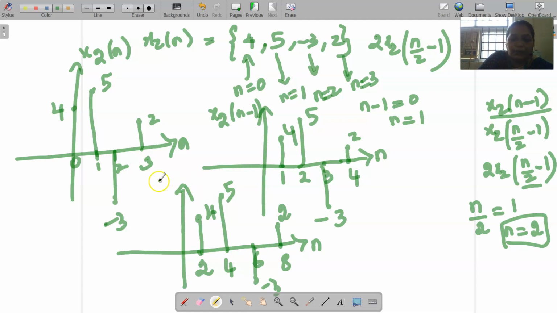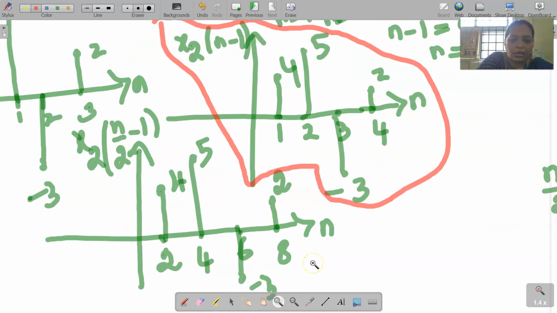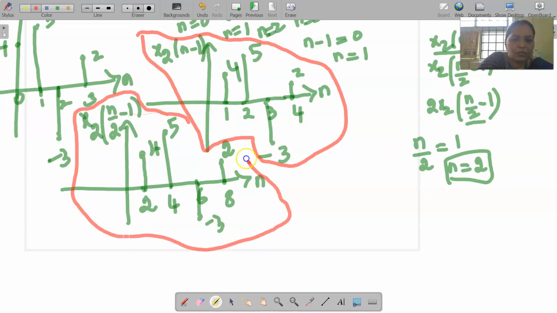This is nothing but x2 of n by 2 minus 1. So this is your second diagram. This is your third diagram.